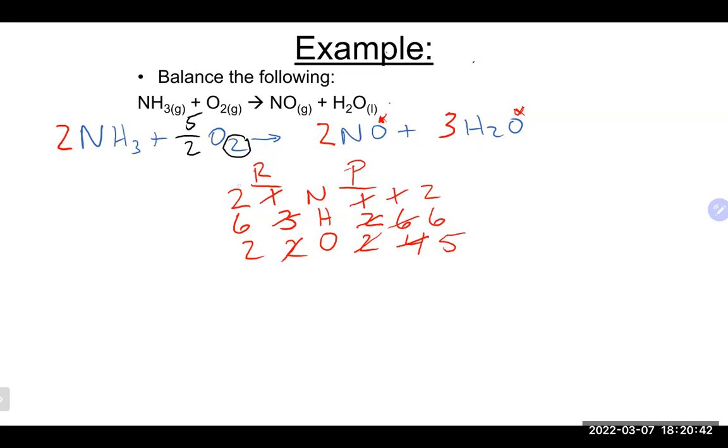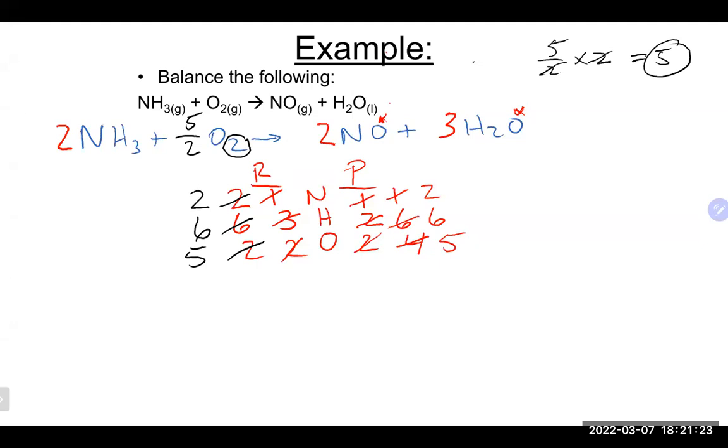When I do that, on the left-hand side, I end up with 2 nitrogens. I also end up with 2 times 3, which is 6 hydrogens. Now what I end up with is basically 5/2 times 2. Those 2s cancel and I end up with 5 oxygens in this case. This equation is technically balanced, but the coefficients need to be whole numbers. So this is a very good example that you absolutely could use a fraction to balance an equation. And sometimes you need to do that.